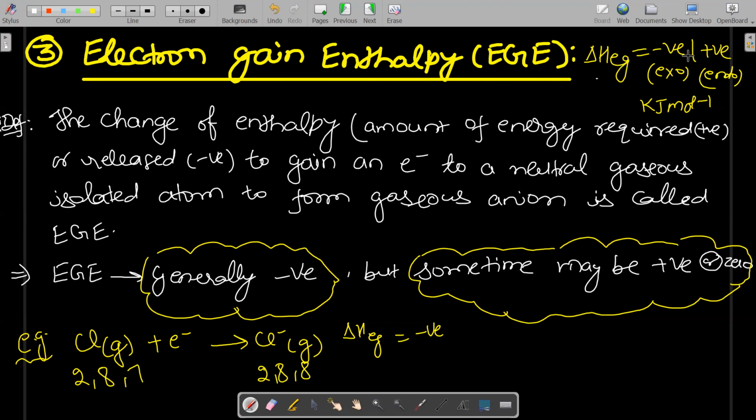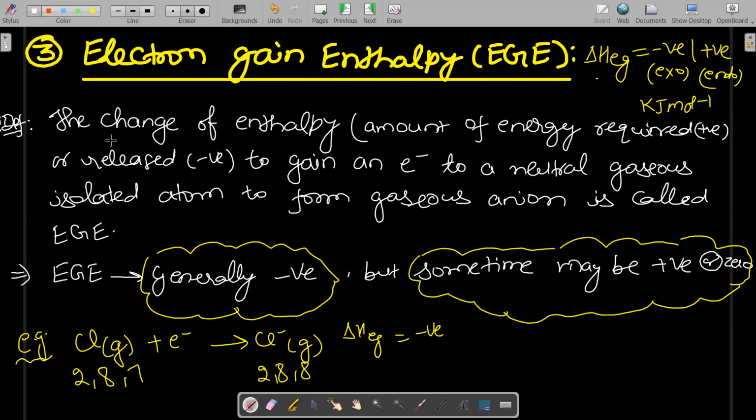Electron gain enthalpy is generally negative, but sometimes positive also. So it is basically exothermic or maybe endothermic. And the unit of electron gain enthalpy is what? Kilojoules per mole. So what is electron gain enthalpy?